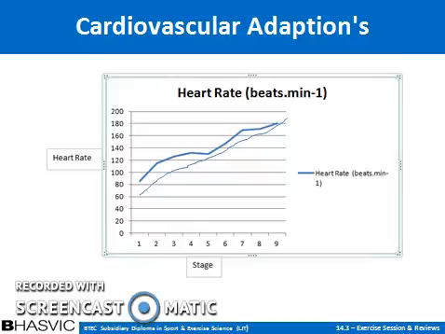The benefit of this is that we will have a more efficient heart, which can pump more blood in fewer beats. This will allow us to exercise for longer as the heart rate can increase by more.